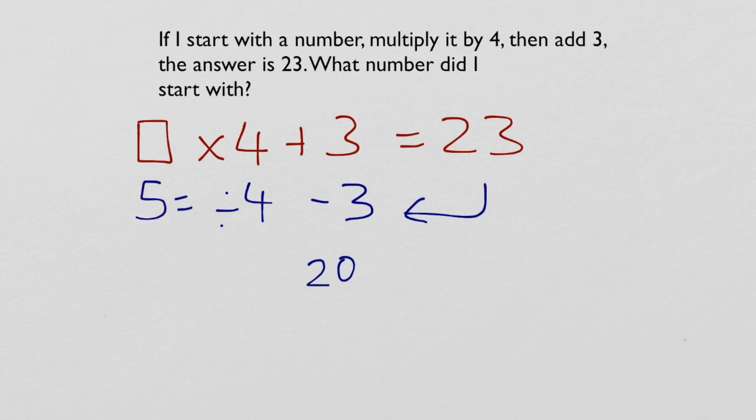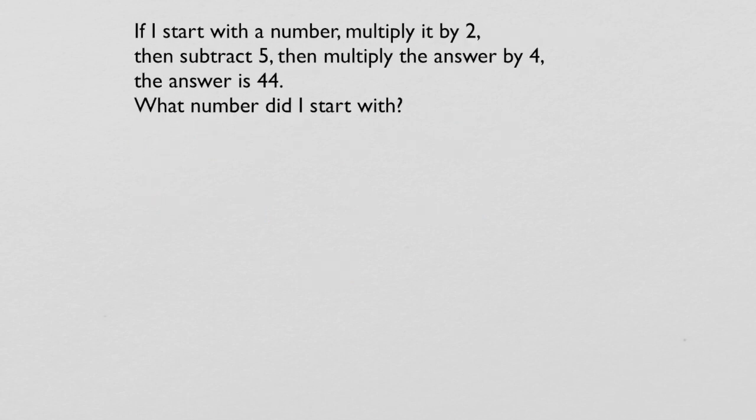And for our second example, I'm going to add one extra step just to make it a little bit more spicy for you. So, if I start with a number, I double it. I then subtract 5. And the result of all of that, I multiply by 4, which gives me an answer of 44. What number did I start with?